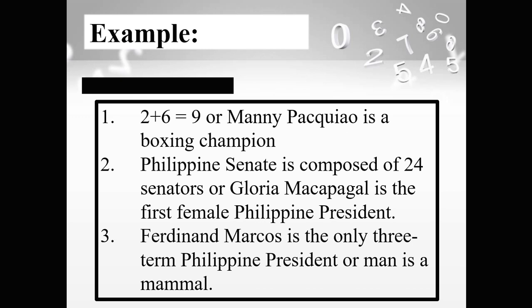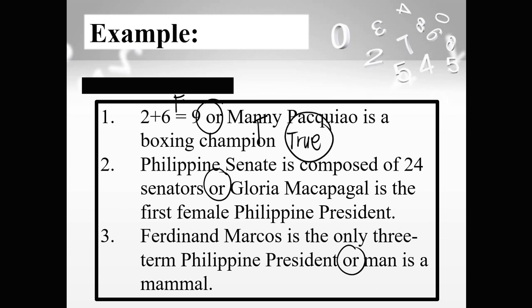Okay. Next, let's have an example under the disjunction. So for disjunction, again, make sure that you see first the logical connective being used. We have here the word or. So let's check our first statement. We have 2 plus 6 is equal to 9. Let's identify if it is true or false. So of course, 2 plus 6 is equal to 9, this is false. And Manny Pacquiao is a boxing champion, which is true. And according to the rule of disjunction, if one of the statements is true, then final answer will be true.